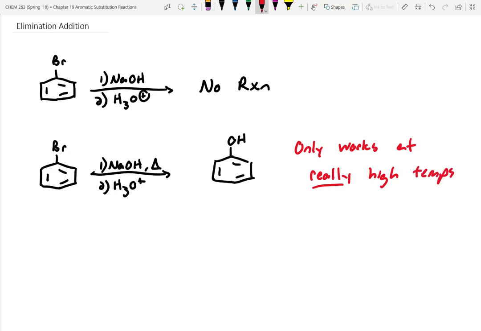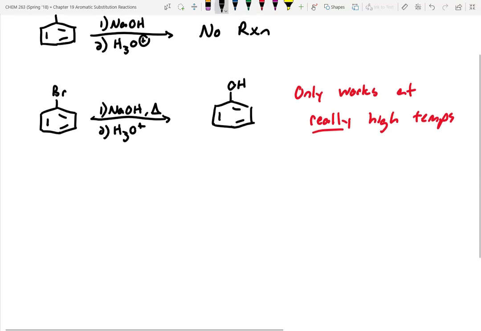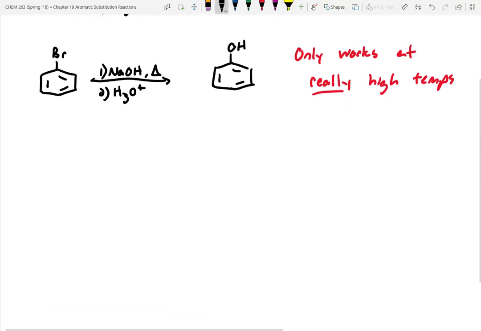So under room temperature, it won't occur, but if you heat the snot out of it, it will occur. The problem with this is usually the temperature is so high that if you have other functionality, you're just simply going to cook your molecule and destroy it. So it's not a very useful reaction. However, there's another reaction that's pretty similar that's more common.